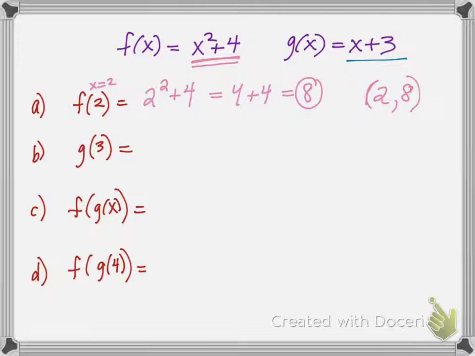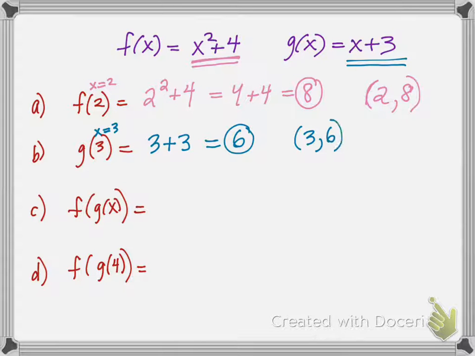So for part B, I have g of 3. So again, this is notation for saying if you plug in 3 for x, what's your output? And because it's g of 3, we're using this function. So if I plug in 3 for x, I would have 3 plus 3, which is equal to 6. So again, I could write my answer as an ordered pair. When I plugged in 3 for x, my output was 6.